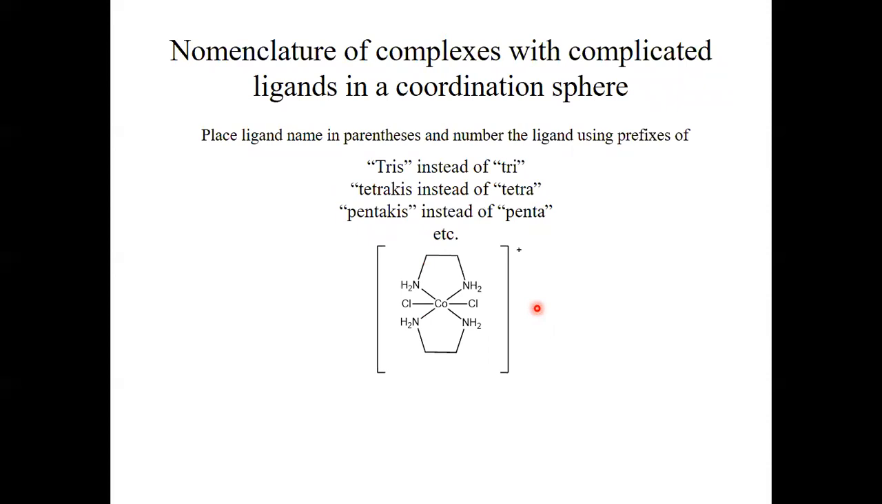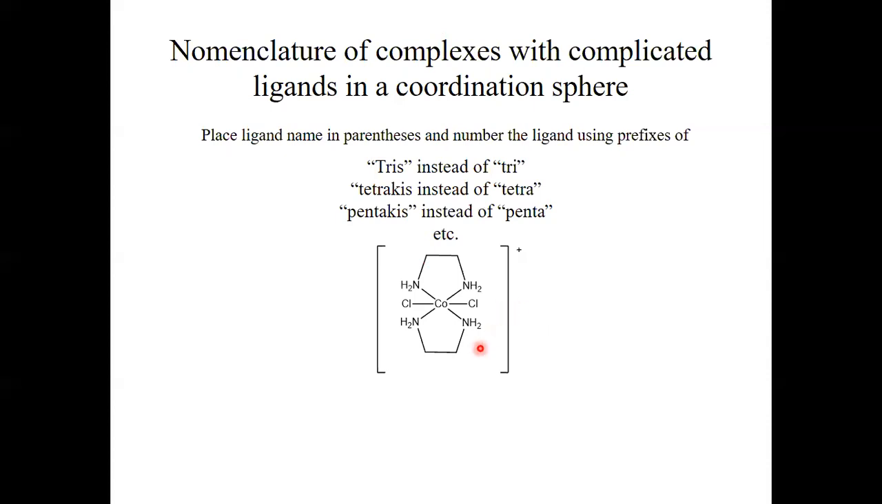All right, then it can also be that a ligand is a more complex molecule. And this more complex molecule contains prefixes in itself. In this case, we place parentheses around that more complex ligand. In order to number the more complex ligands, we use somewhat different prefixes. So we use bis instead of di, we use tris instead of tri, we use tetrakis instead of tetra, pentakis instead of penta, and so on.